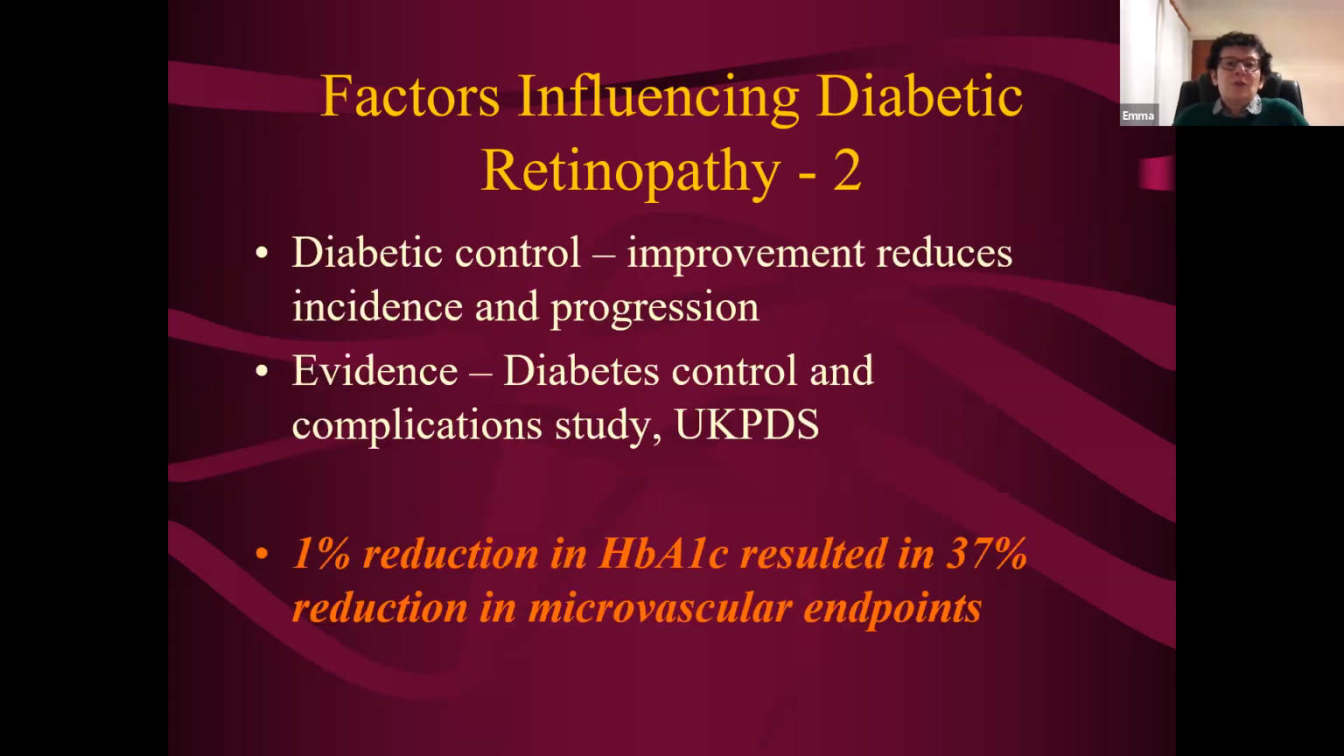So improving diabetic control reduces the incidence and progression of diabetic retinopathy. And the evidence for that comes from the Diabetes Control and Complications Trial and from the UKPDS. Just reducing your HbA1c by 1% can result in a 37% reduction in microvascular endpoints. So the diabetics, they hear us nagging them about their HbA1c, but that's why.